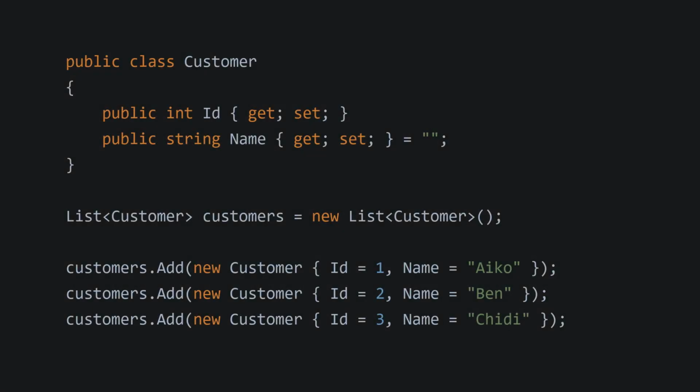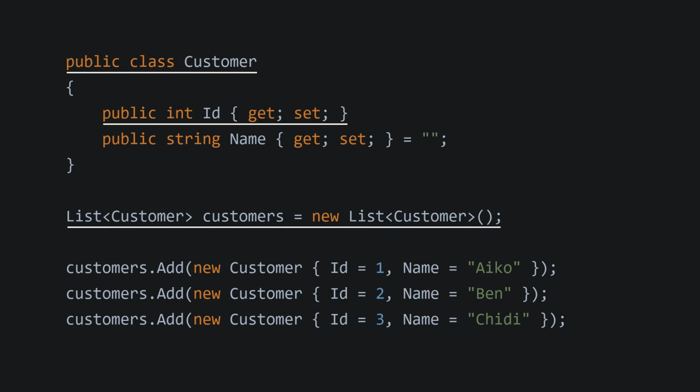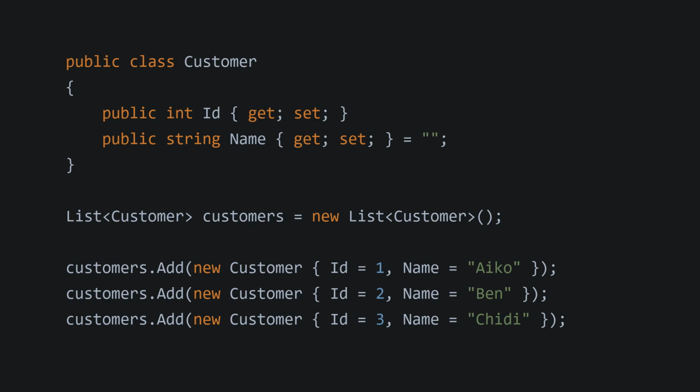Lists are not only for strings. Here is a small Customer class with an identifier and a name, and a List<Customer> holding 3 of them. The list does not care what the type is. Whatever you put in the angle brackets is what it will hold, and the compiler enforces it, so a Customer list will never accidentally contain an Order.